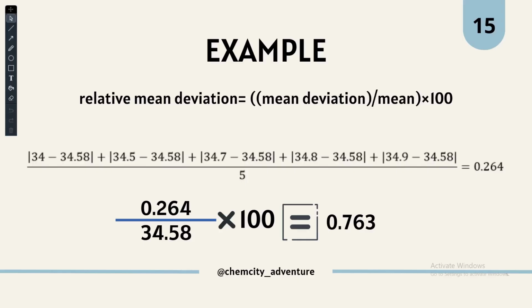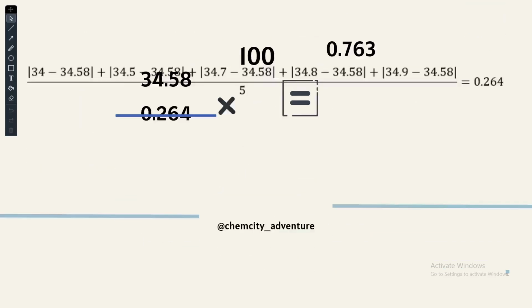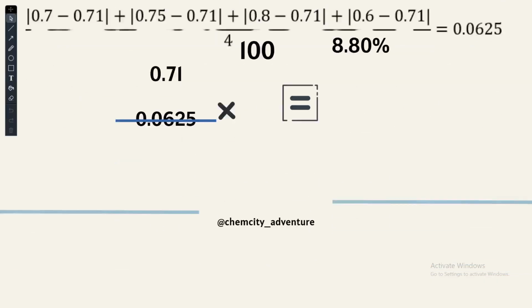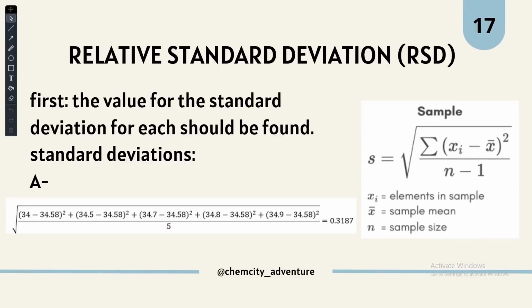And as you see, we calculated it as a percentage. We found 0.763% for person A, and for person B it's 8.8%, so it's by far more. So who's more accurate here? Person A. The lower the better.